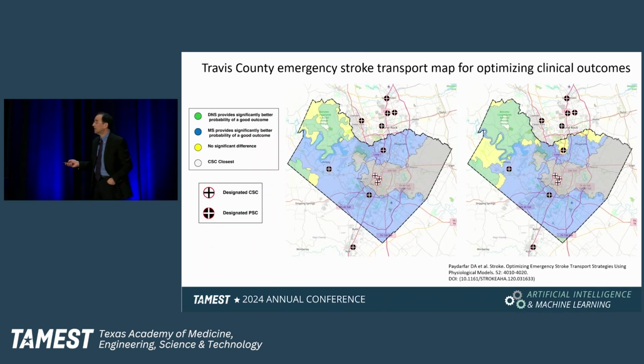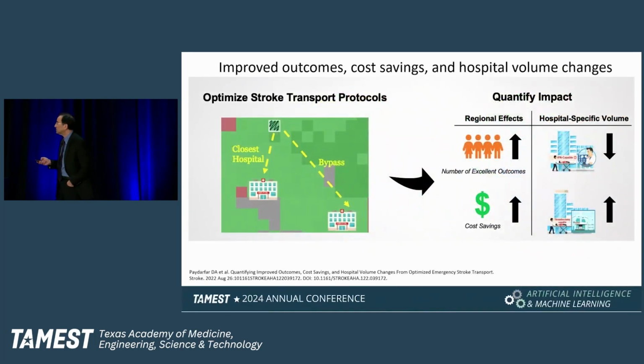So we've done this for Travis County, which is relatively urban, and this is our current county, and Bastrop County, which is rural, and we've mapped it out to where are the hospitals. And you can see the heat map of, based on the best outcomes, where should you go? And these are two different patients, two different pieces of information, and the maps are all different based on the best available information.